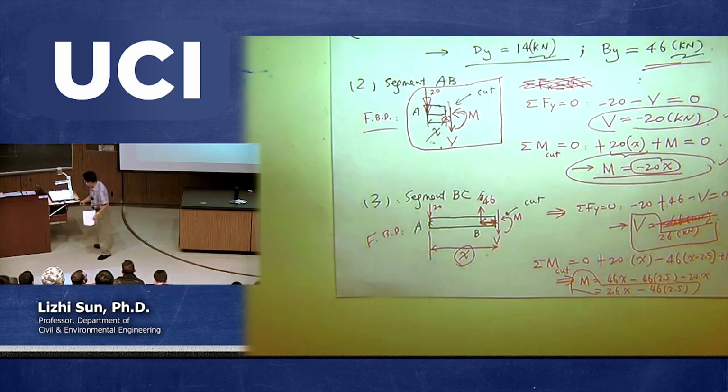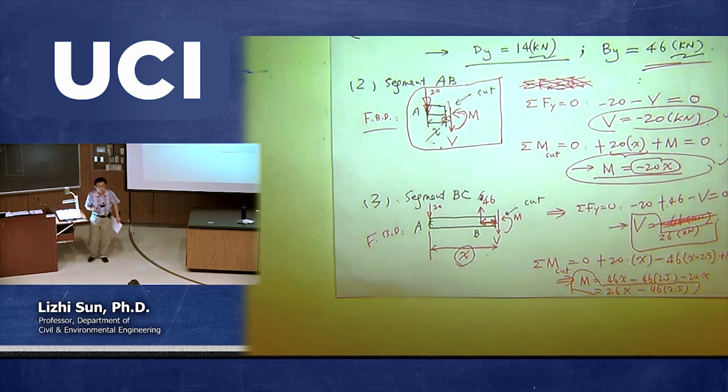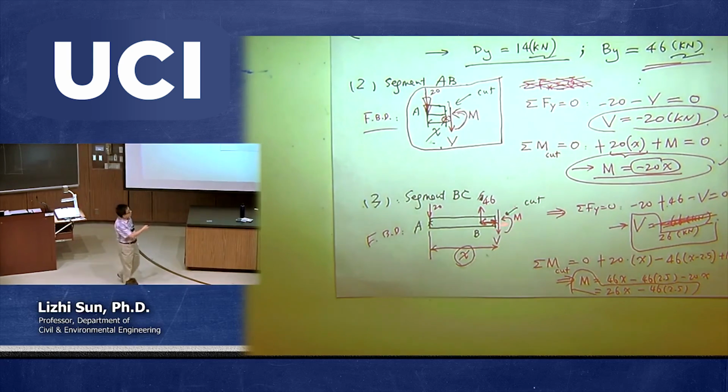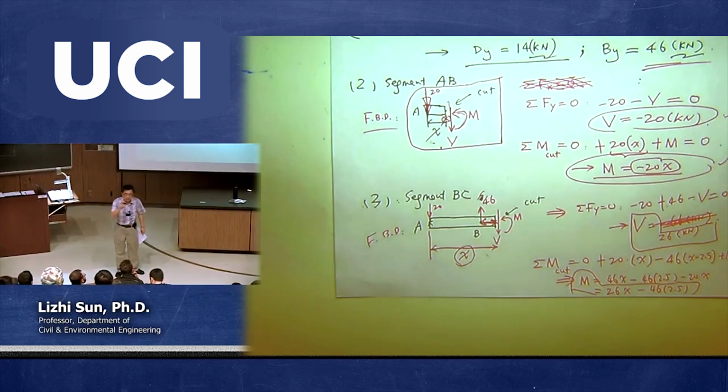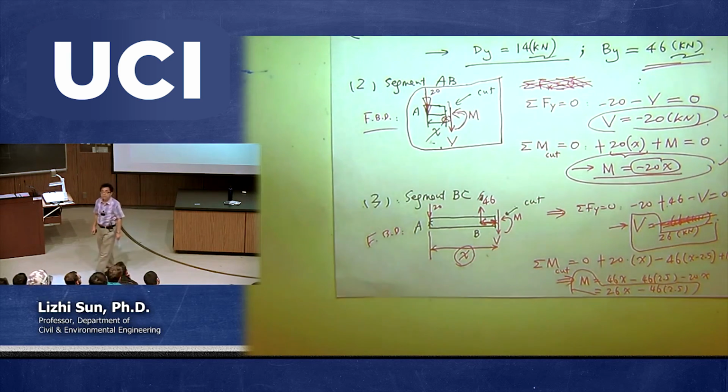2.5 to, no, not this one. No. 2.5 to 5.5. Okay, let me ask you again. We cut between B and C. We cut between B and C. Once we cut it between B and C, what is the domain of this x? If you say the domain of x is from 0 to 5.5, that's wrong.